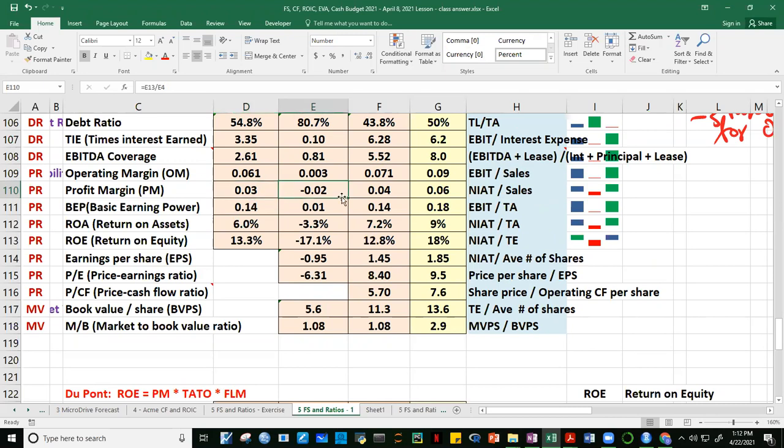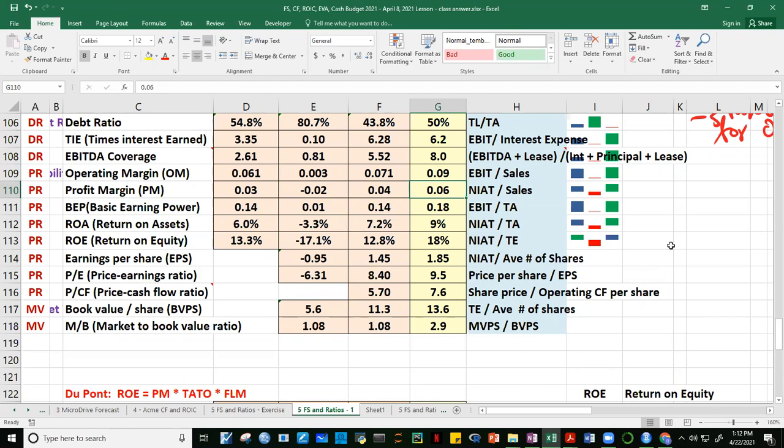Itong negative na to, guys, ibig sabihin, nalulugi tayo ng 2 cents per peso of sales. So sa bawat benta natin na piso, lugi tayo ng 2 centavos. Dito naman, we earn 4 centavos for each peso of sales. And kita natin, 2020 really was a bad year for the company, but it recovered in 2021. However, it pales in comparison with the competitor. Kasi si competitor kumikita ng 6 centavos for every peso of sales.